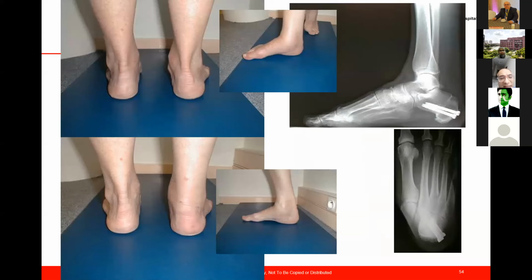So here you can see that only a small medial calcaneal osteotomy corrects the heel valgus and can be fixed with 2 screws, 1 screw, step plate, whatever you like.